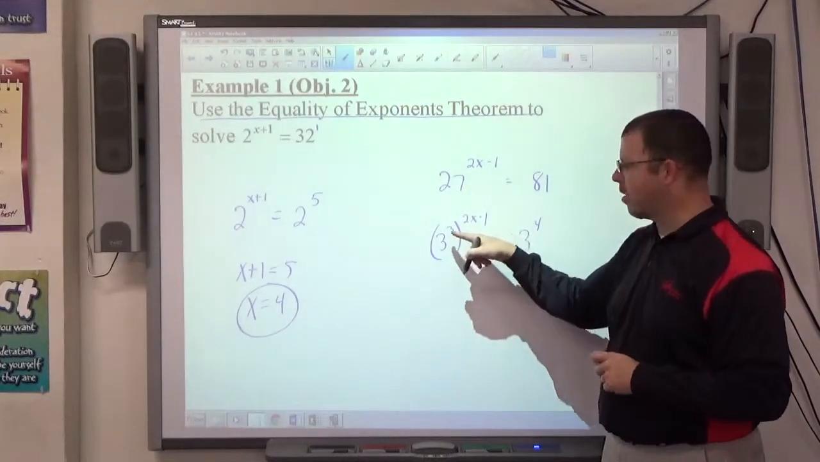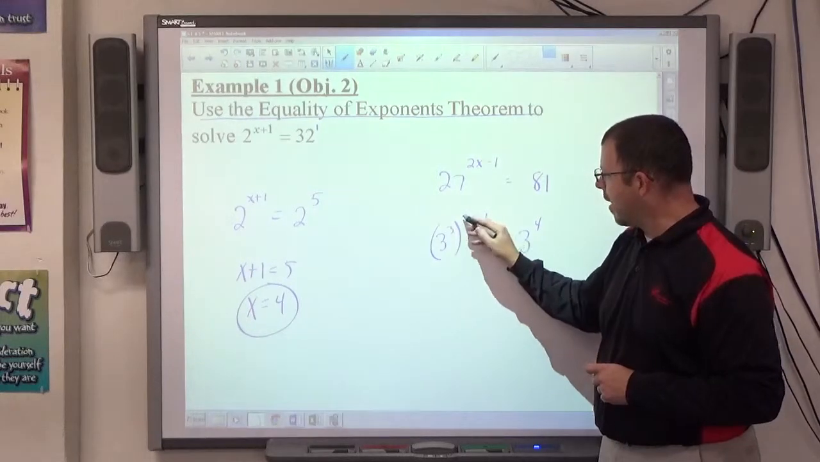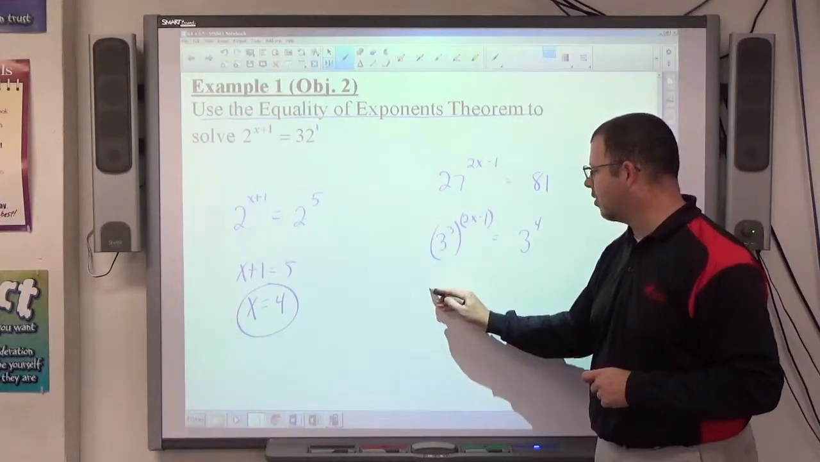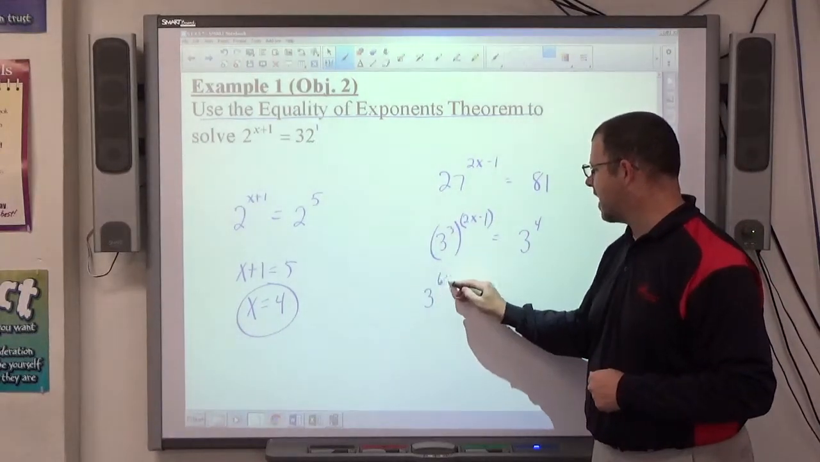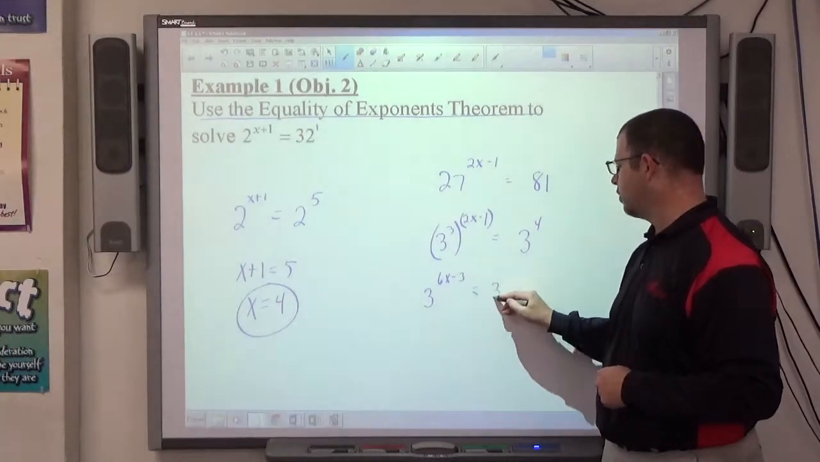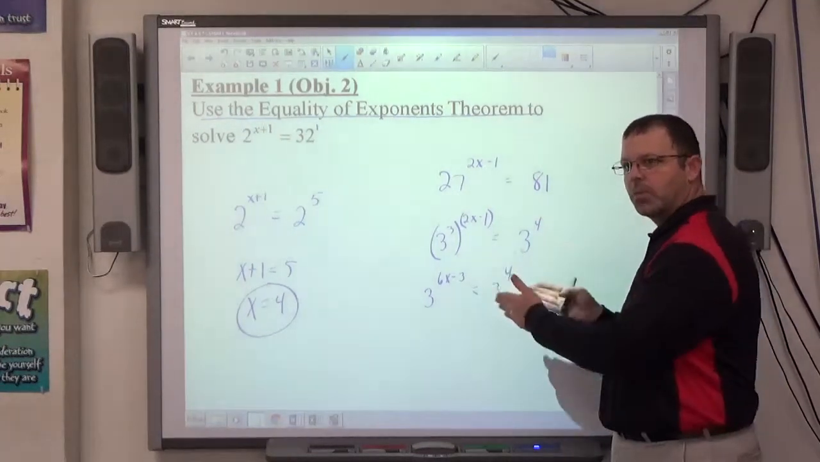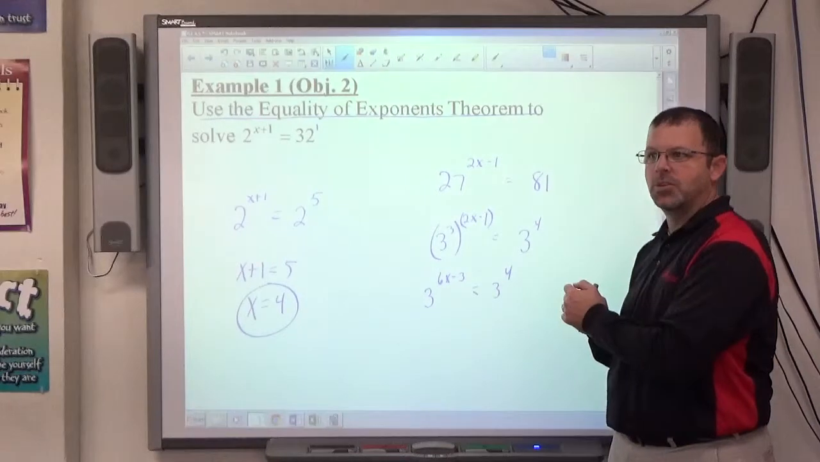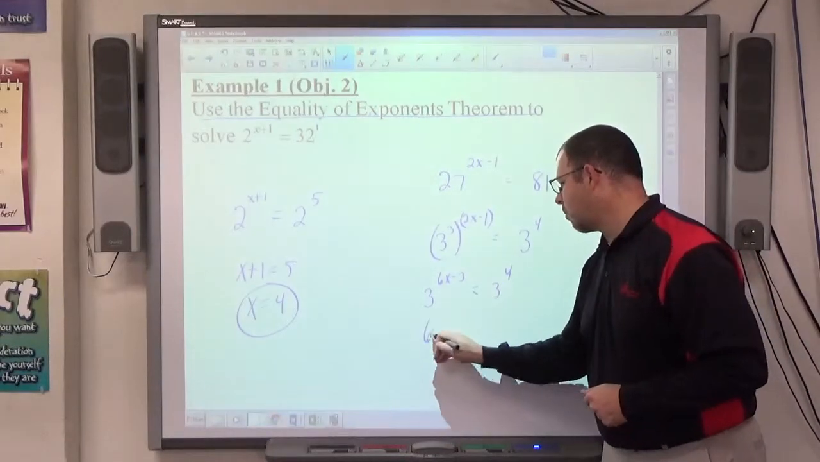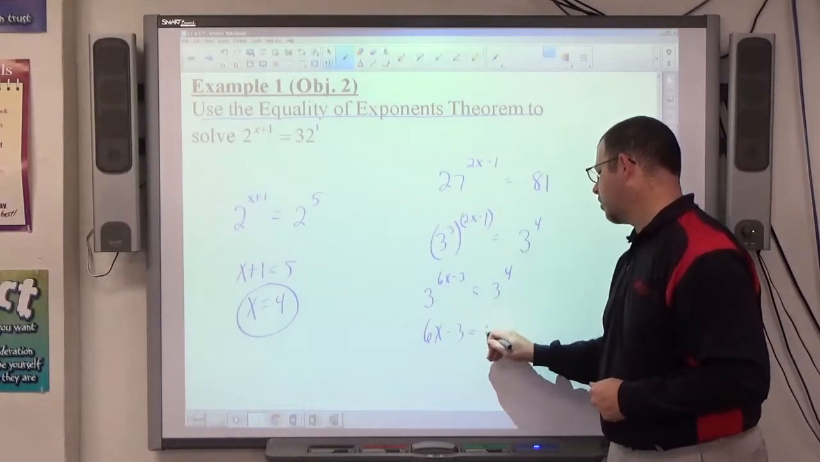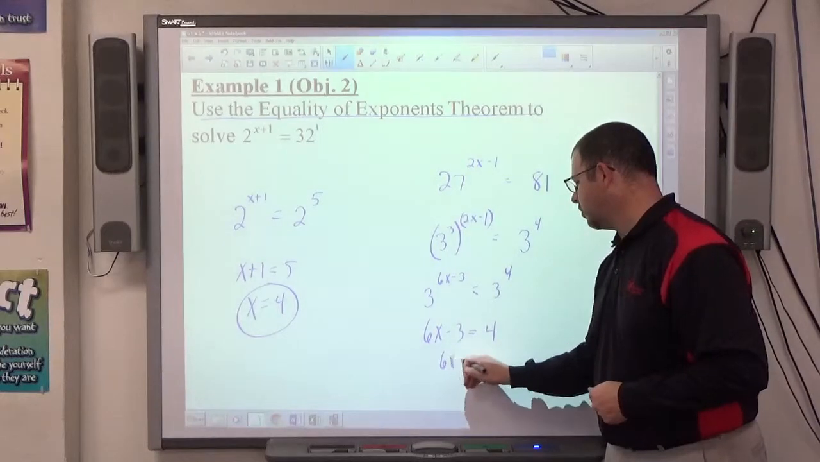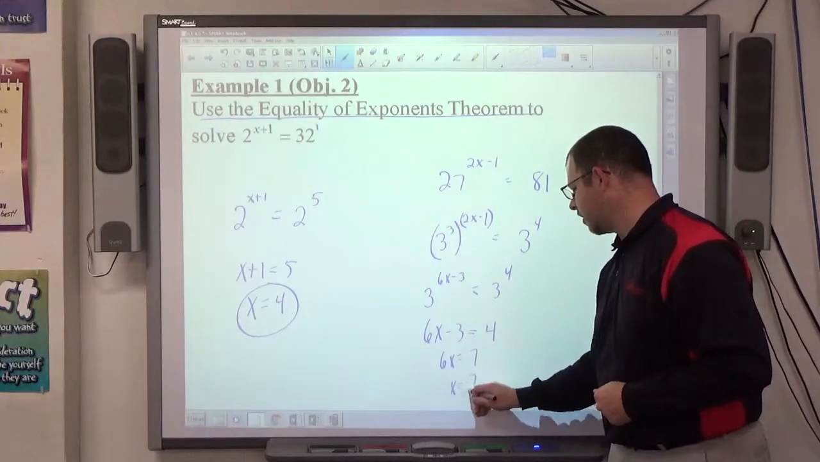Now we have to use the power rule here. If we take a power to a power, we're supposed to multiply the powers. So it's going to be 3 to the 6x minus 3 is equal to 3 to the 4th power. So again, get to a point where you have both things, the same number raised to a power, and then you can say power 1, 6x minus 3 is equal to power 2, 4. So 6x equals 7, so x is equal to 7/6.